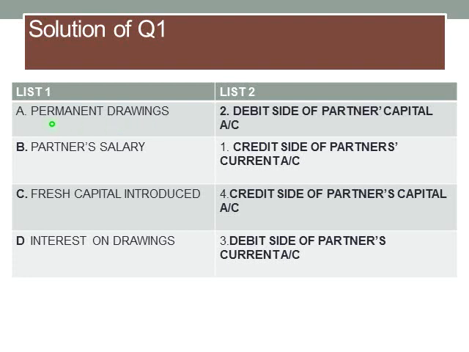Now here is the solution. You will be recording permanent drawings on the debit side of partner's capital account. Likewise, partner's salary will be recorded on the credit side of partner's current account. Fresh capital introduced, yes, it will be recorded on the credit side of partner's capital account. Interest on drawing will be recorded on the debit side of partner's current account.